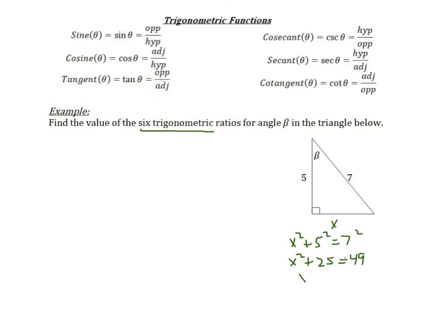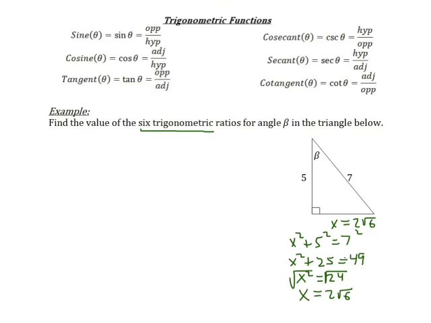And we can subtract 25 from both sides, and that should give us 24. Let's square root that, and simplifying the radical, because 4 goes into there, we have 2 root 6. So this is 2 root 6 here. So now we have all three sides. So let's find our ratios.